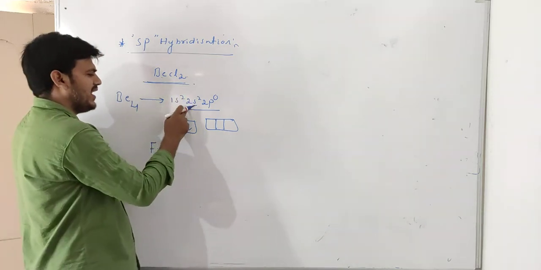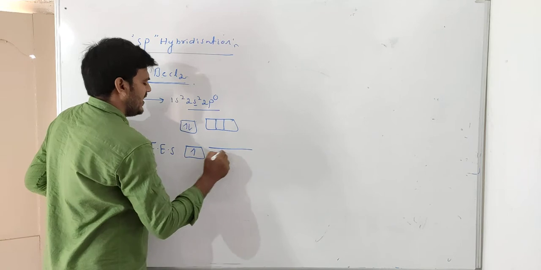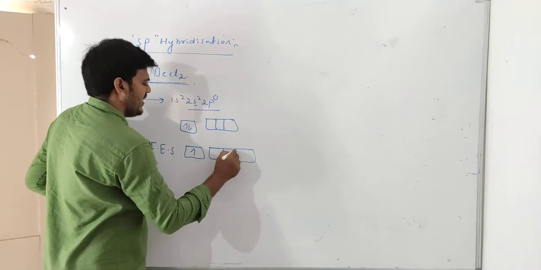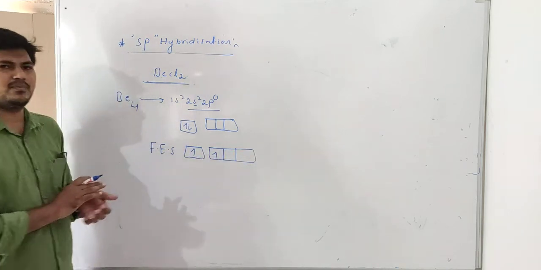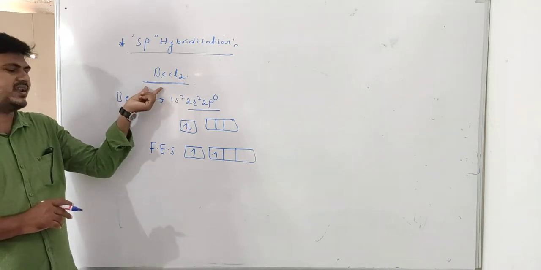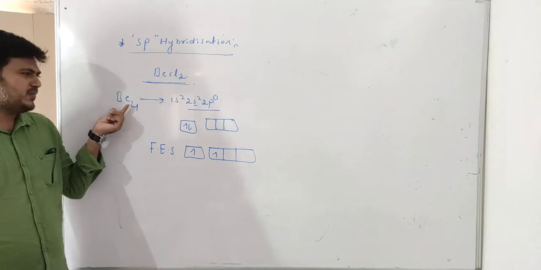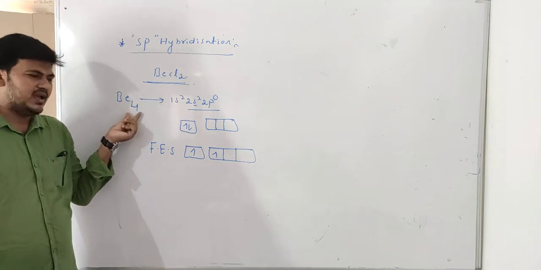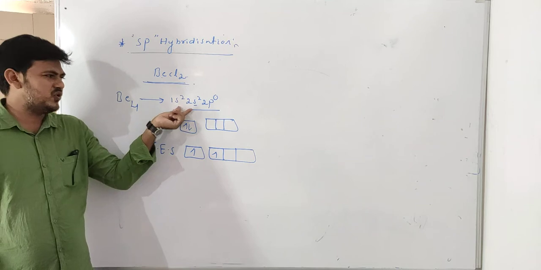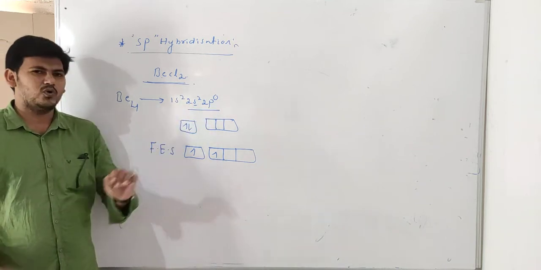Then the 2s orbital electron enters into the 2px orbital. Clear? So the best example of sp hybridization is beryllium chloride. In beryllium chloride, the central atom is beryllium, atomic number 4, and the electron configuration is 1s2, 2s2, 2p0. The outermost electron configuration is 2s2, 2p0.